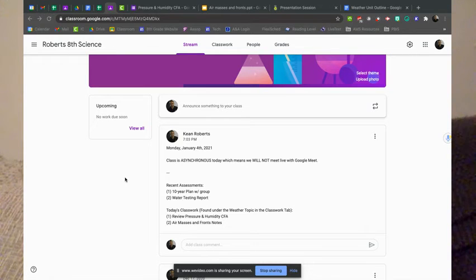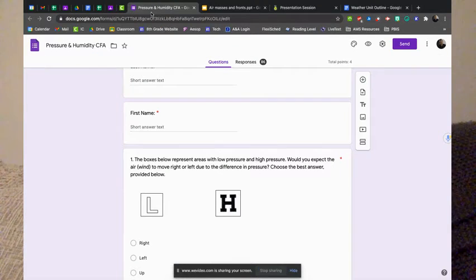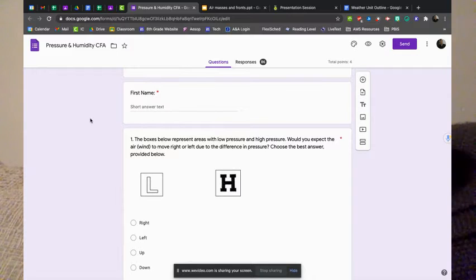I'll show you where you can locate today's activity, the air masses and fronts notes. So this is going to be our, I guess, post today. I'll put the video underneath it, of course, but I'm just going to start off with the review of the pressure and humidity CFA. Like I said, this grade wasn't going to count against you in Infinite Campus, but it is a good indication of what I think we need to cover again, or if we can move on and stuff like that. So it informs me as a teacher on your learning.